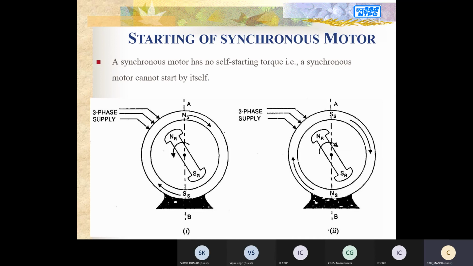So first the torque was in the anti-clockwise direction, but after half a cycle, the torque will be in the clockwise direction. So it will be very difficult for the rotor to pick up speed in such a short time. The torque will just oscillate and the rotor will not rotate at all. This is the basic reason. Now, with a variable frequency drive, how can we start it?